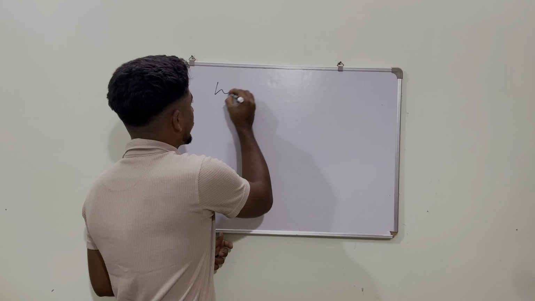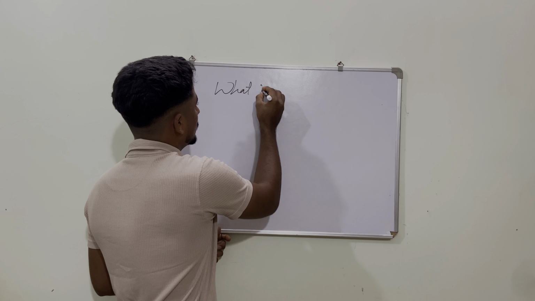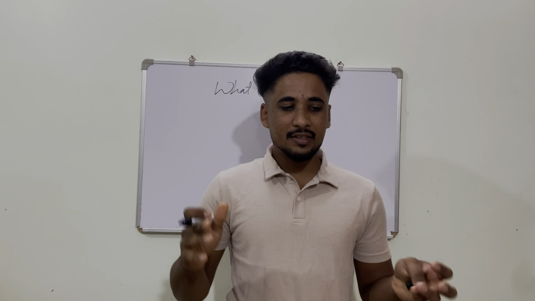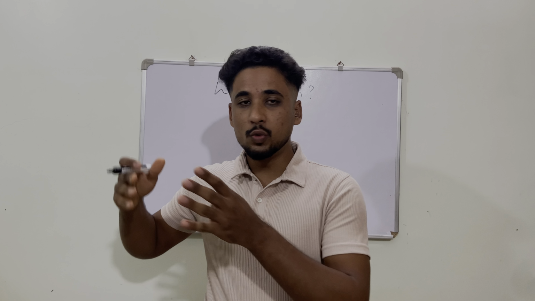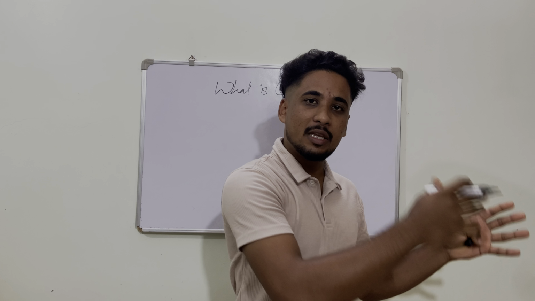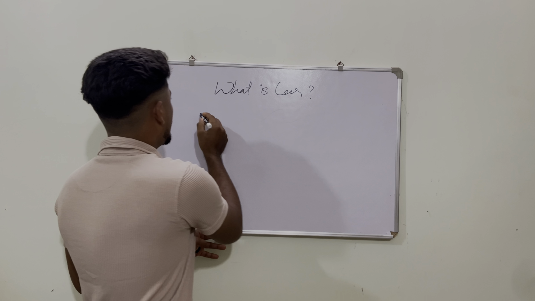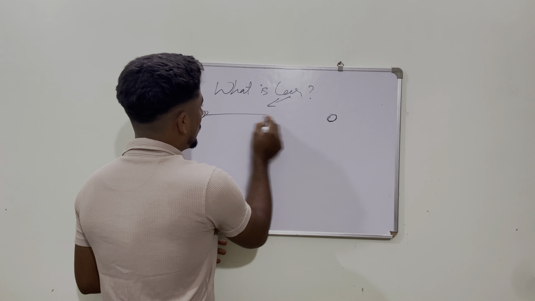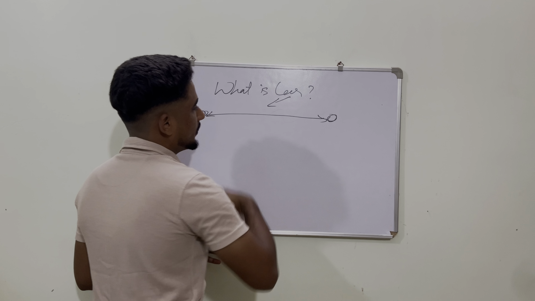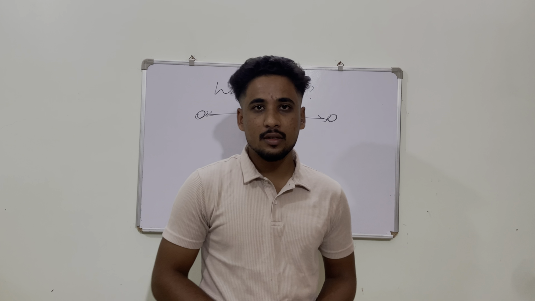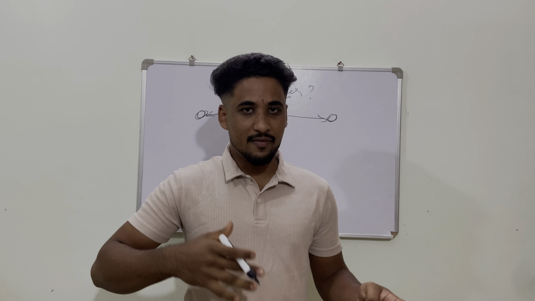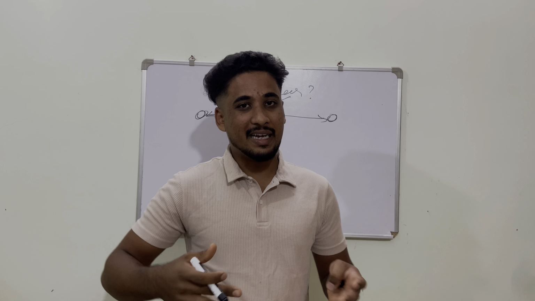So what is a car? A car is nothing but a thing which moves from one place to another place. Suppose this is a place and this is a place. The car helps to move from one place to another. So how the car moves is the main topic. We are starting with the basics, and we will start gradually.